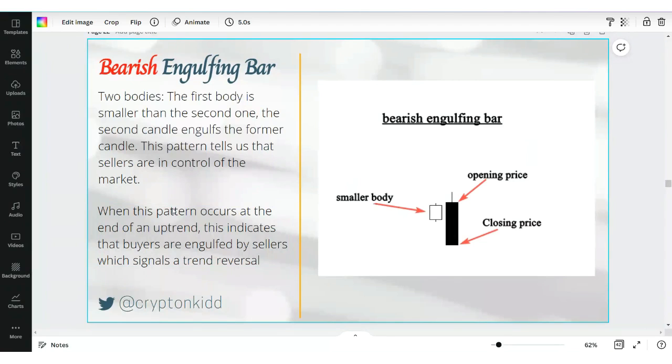Basically, a bearish engulfing bar consists of two bodies. You have a smaller body and a bigger body. The smaller body is the green candle and the bigger body is the red candle. The first body is usually smaller than the second one. The second candle is going to be bigger than the green candle. You can see the picture right there on my screen.